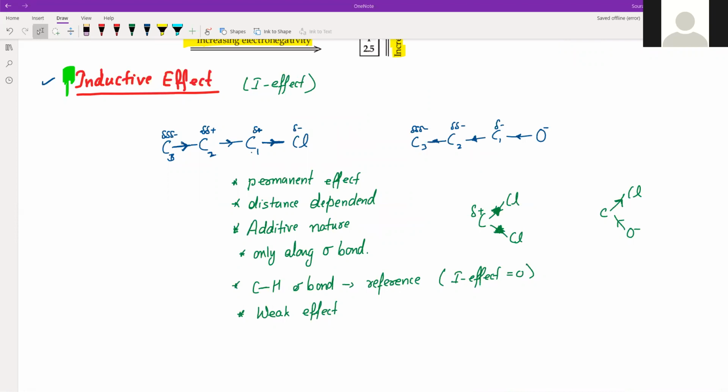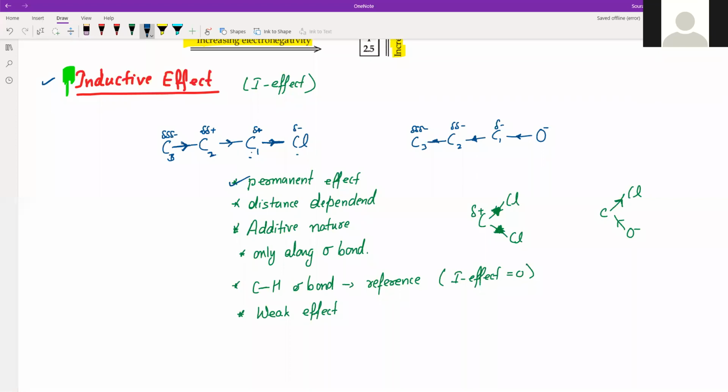In these electronic effects, the first one is the inductive effect, also called the I effect. This is a permanent effect of polarization in the chain. Polarization means when a sigma bond is formed between two atoms of different electronegativity. As you can see, carbon and chlorine have different electronegativity. Then the sigma bond pair electron density is shifted towards the more electronegative atom.